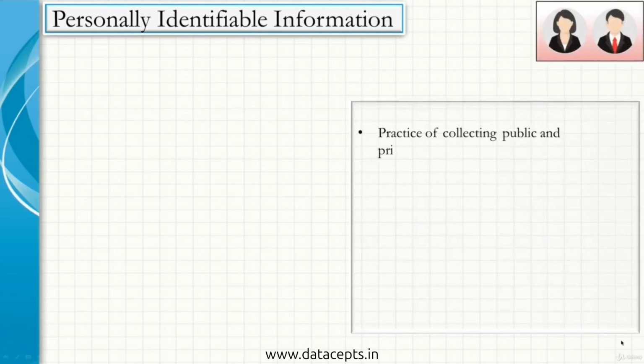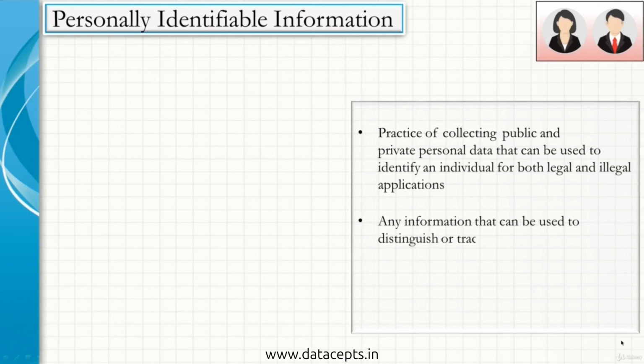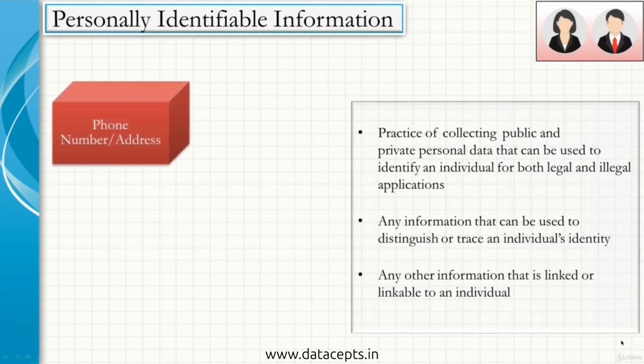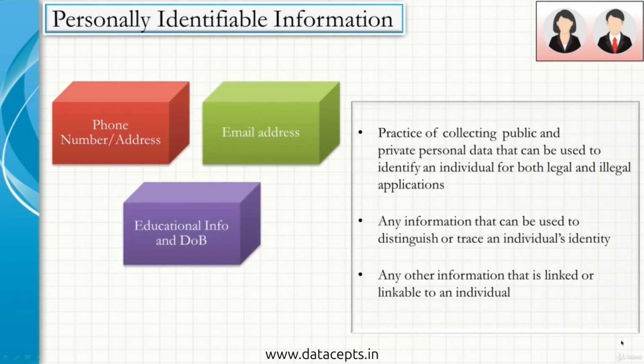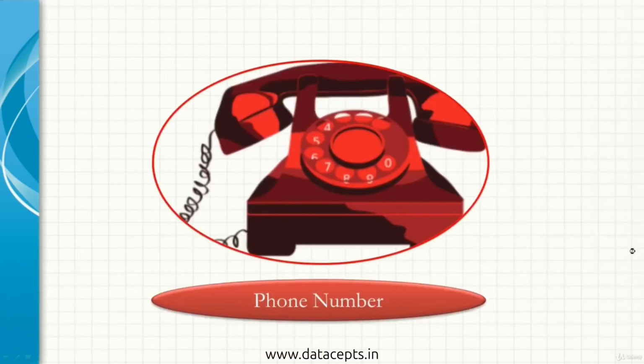A practice of collecting public and private personal data that can be used to identify an individual for both legal and illegal applications. Any information that can be used to distinguish or trace an individual's identity. Any other information that is linked or linkable to an individual falls under the category of personally identifiable information. And this information could be phone number, address, email address, educational info and date of birth, images, and social media accounts. As just seen, we will start with the phone numbers.